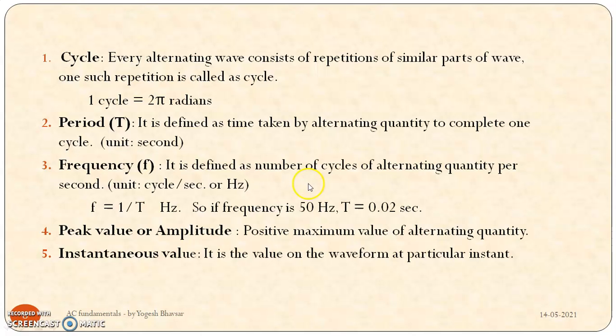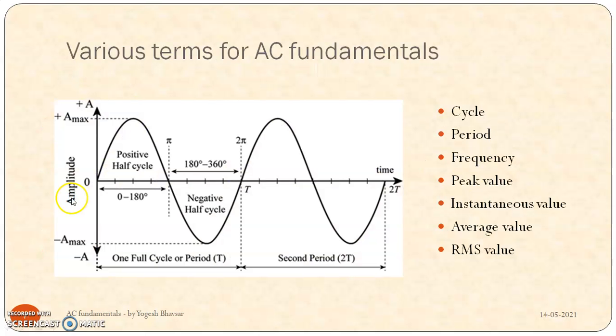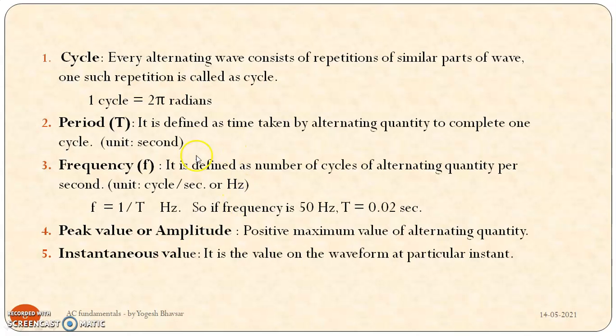Frequency is defined as the number of cycles of an alternating quantity per second. For 1 second, how many cycles are there? That is called the frequency. So the number of cycles per second is called the frequency, denoted by f and measured in hertz. So frequency is equal to 1 by time period, that is the inverse of the time, right? So if it is a 50 Hz frequency, the time period will be 1 by 50, that is 0.02 second.